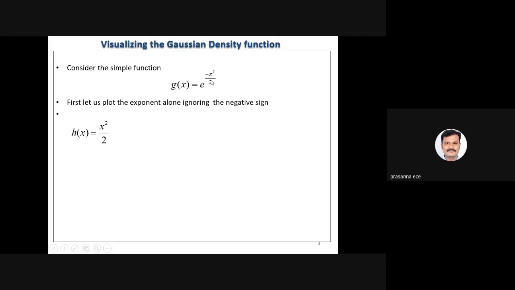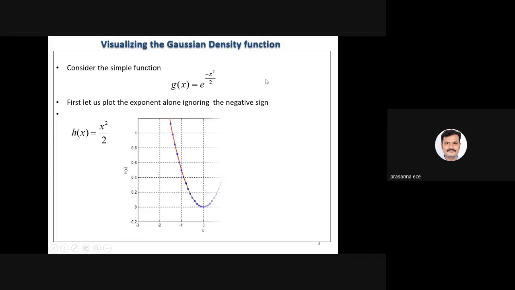Okay, so it is an exponential. It's an exponential function where the exponent is negative of x square by 2, right? So first we'll consider this exponential, how does it behave? That is the exponent. So we are just going to plot only the exponent alone, and we are not going to consider the negative sign.